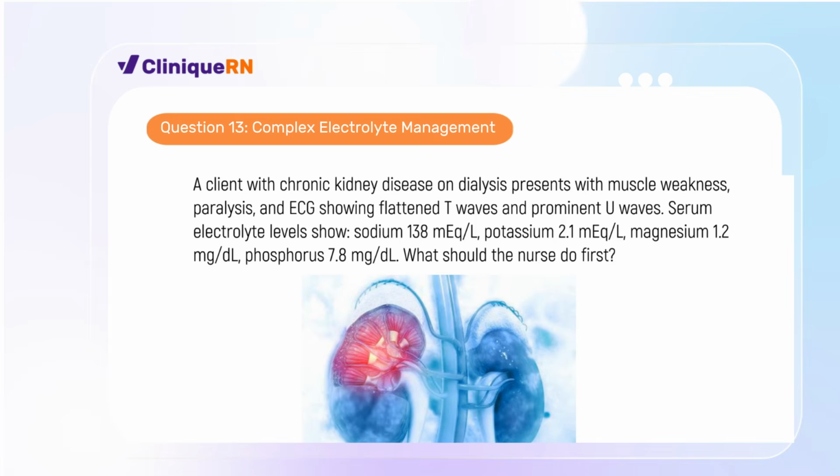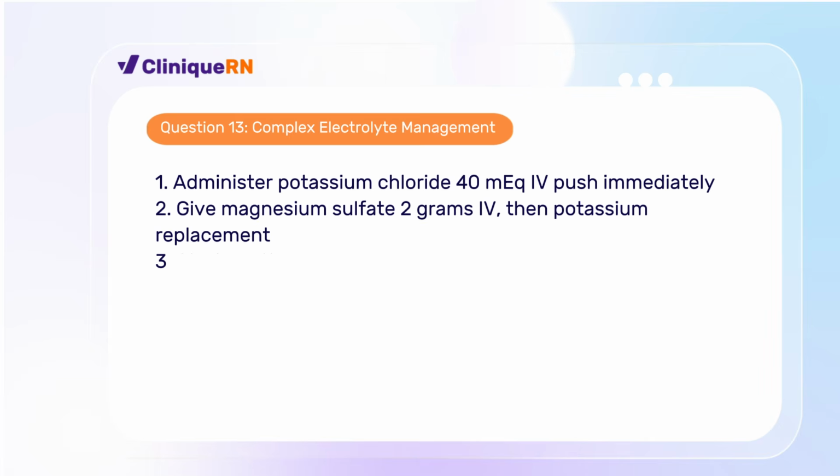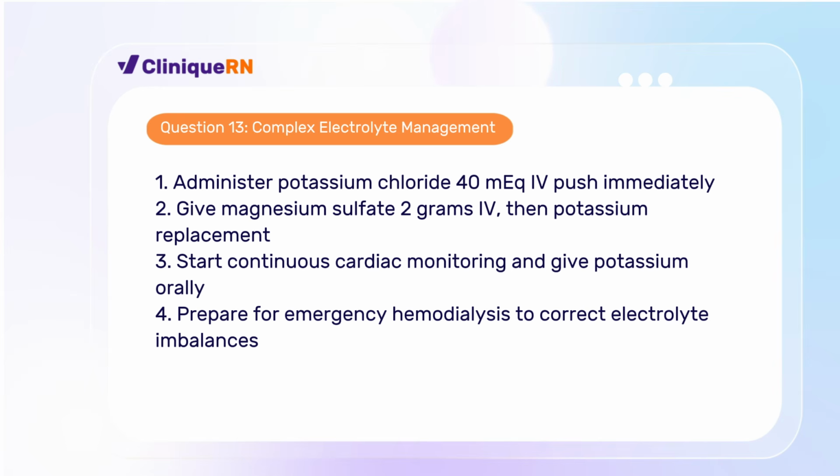What should the nurse do first? 1. Administer potassium chloride 40 milliequivalents per liter intravenously. Push immediately. 2. Give magnesium sulfate 2 grams intravenously, then potassium replacement. 3. Start continuous cardiac monitoring and give potassium orally. 4. Prepare for emergency hemodialysis to correct electrolyte imbalances.